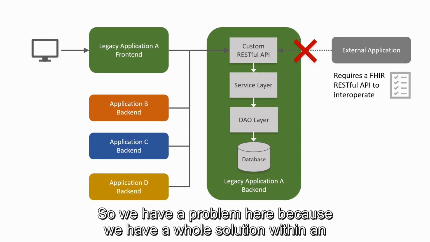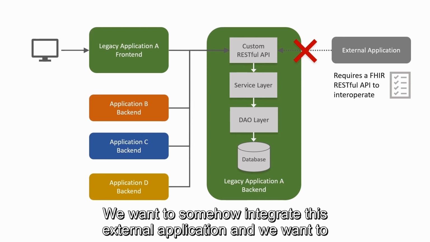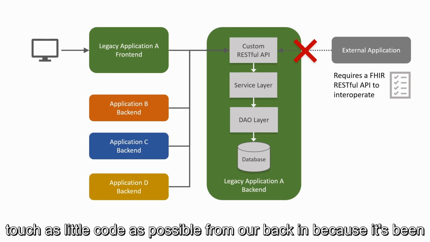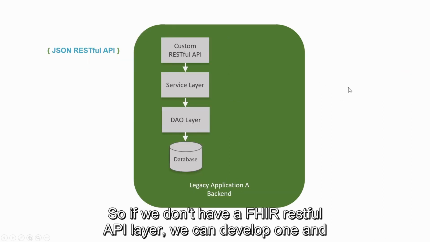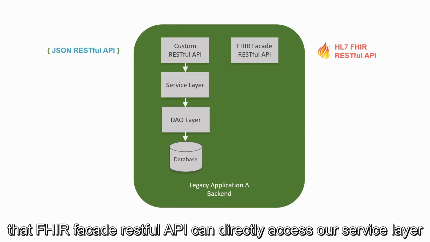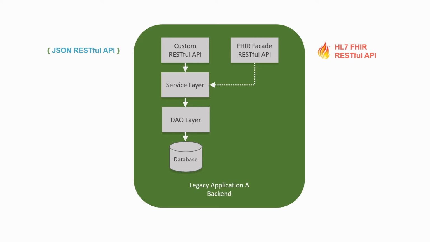So we have a problem here, because we have a whole solution within an organization that is working correctly. We want to somehow integrate this external application, and we want to touch as little code as possible from our backend because it's been working well for several years. So, if we don't have a FHIR RESTful API layer, we can develop one. And that FHIR Facade RESTful API can directly access our service layer just like our RESTful proprietary layer does.